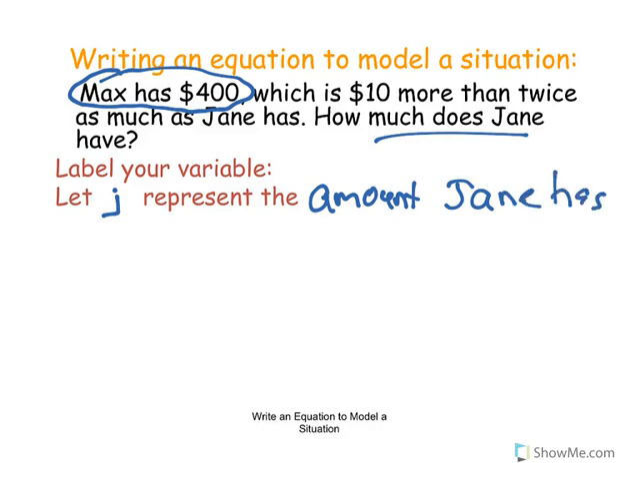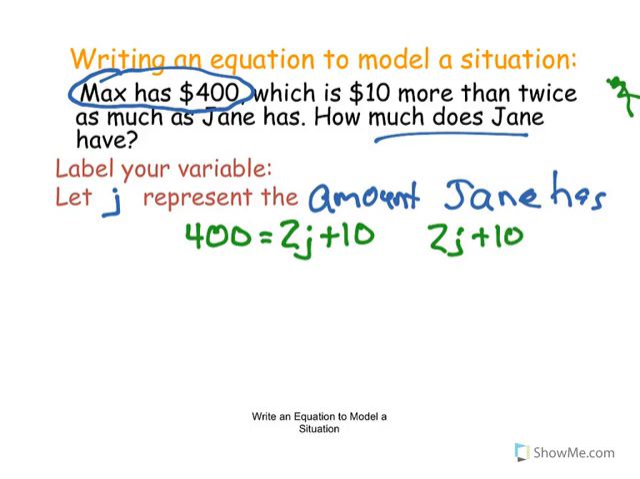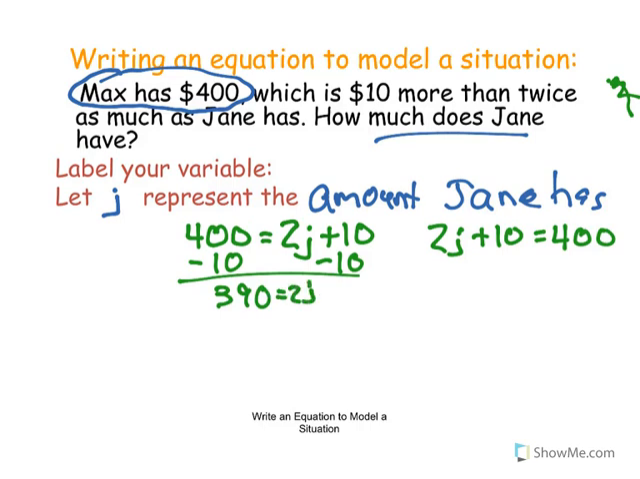Now, this should be fairly linear, in the sense that the equation should be pretty straightforward here. So it says Max has 400, which is 10 more than twice as much as Jane. So Jane has J. Twice as much as Jane has is 2J plus 10. So 400 is 10 more than 2J. Now, for those of us that prefer to see it this way, because I've seen some of you guys in your homework rewriting the equations, that's fine. Doesn't really make a difference. I'm going to solve it the original way, but if you like the way on the right, then by all means do that. So it's going to give me 390 is equal to 2J.